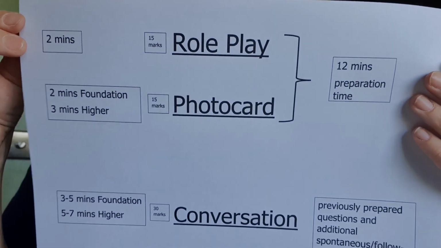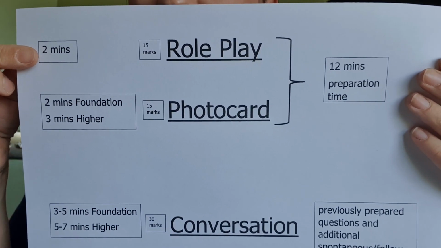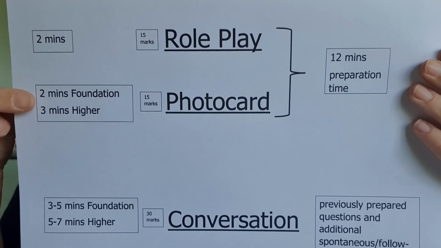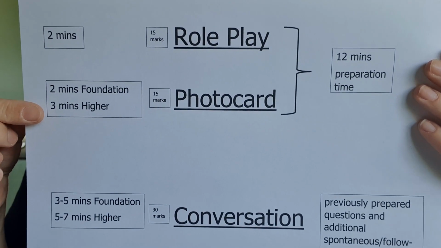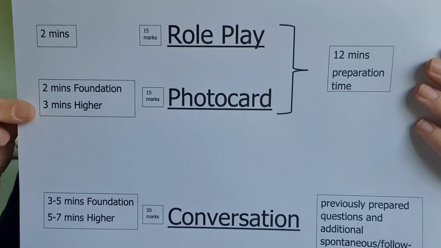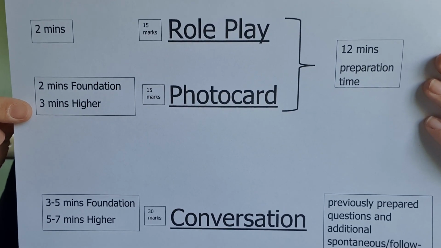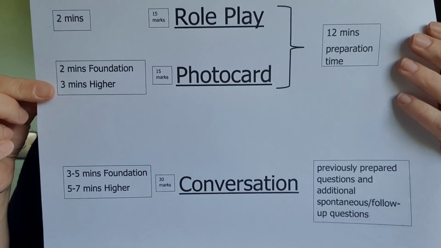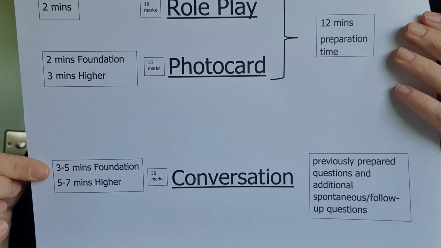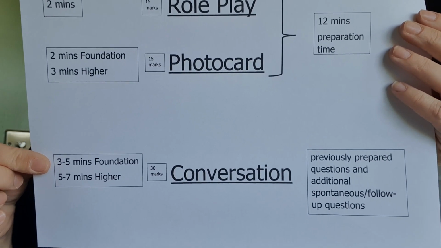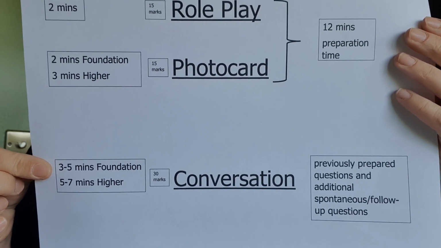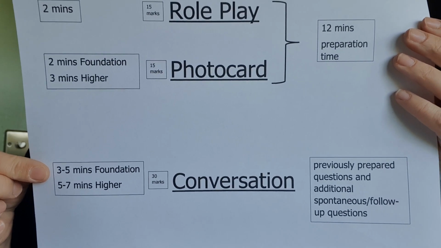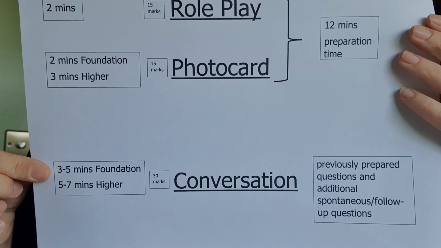The way they break down in terms of marks and timings is here. So your role play is just 2 minutes long. Your photo card, the length of time will depend on whether you do foundation or higher. So 2 minutes for foundation and approximately 3 minutes for higher. The conversation part, again, depends on whether you do foundation or higher, but between 3 and 5 minutes for foundation and between 5 and 7 minutes for higher.